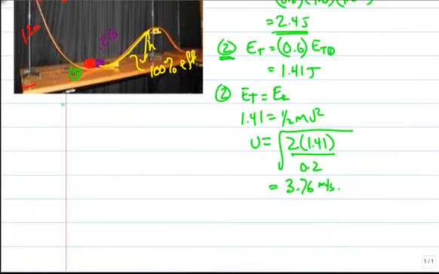Now, running a little low on room. To save myself some room, I'm going to go over here. Here's what's going to happen during the collision, and the collision is going to be at point 3. Whoops, point 3, the collision.